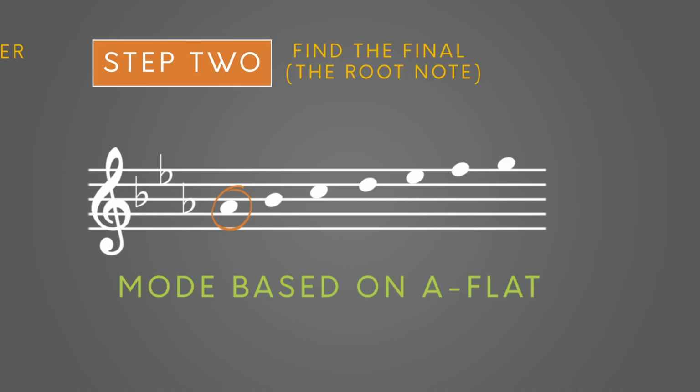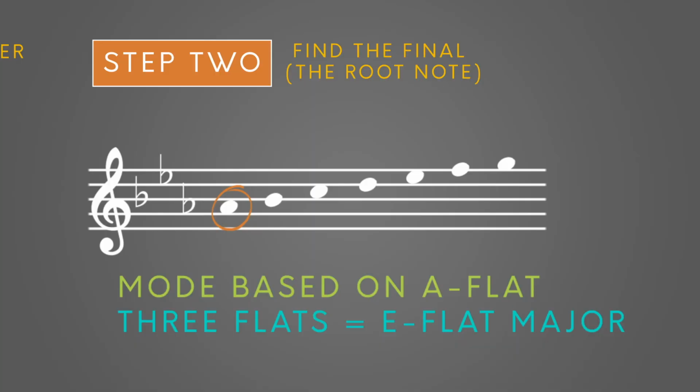Having figured out our final, next we want to look at our key signature. We have 3 flats in this example, and 3 flats we know corresponds to E flat major. If you don't know how I got there, make sure you check out the last video, which was on key signatures. We'll think about all of the modes in relation to their corresponding major key because of the order that we talked about earlier. Here's what I mean by that.